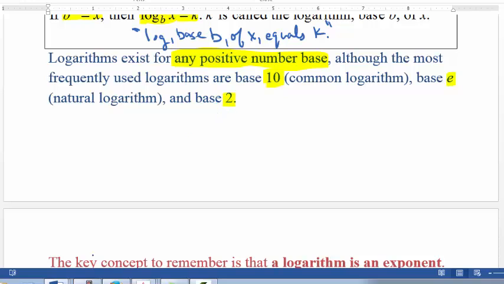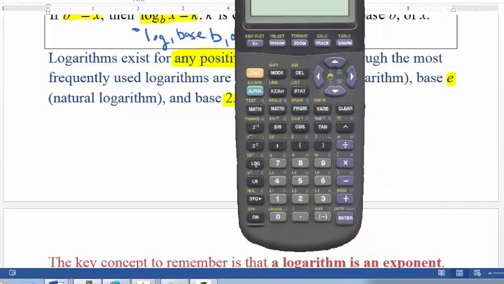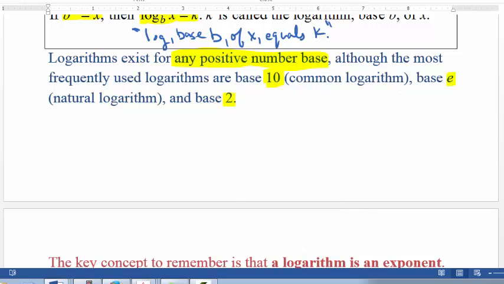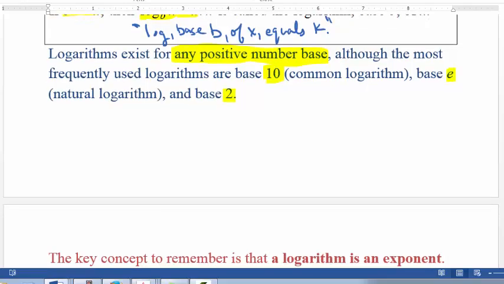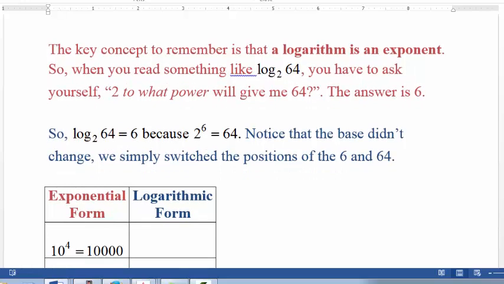And if you look really briefly on your calculator, you can see you actually have this button here that says log and this button here that says ln. The button that says log is really the base 10 log, and the button that says ln is the base e log, which is known as the natural log. Okay, so those two bases, base 10 and base e, are actually programmed into the calculator. So really the key concept to remember is that a logarithm is an exponent.